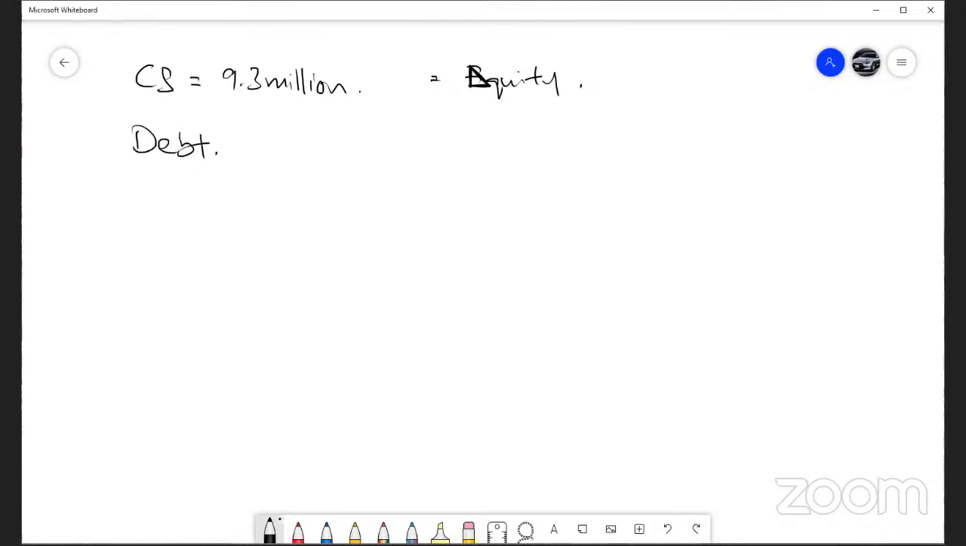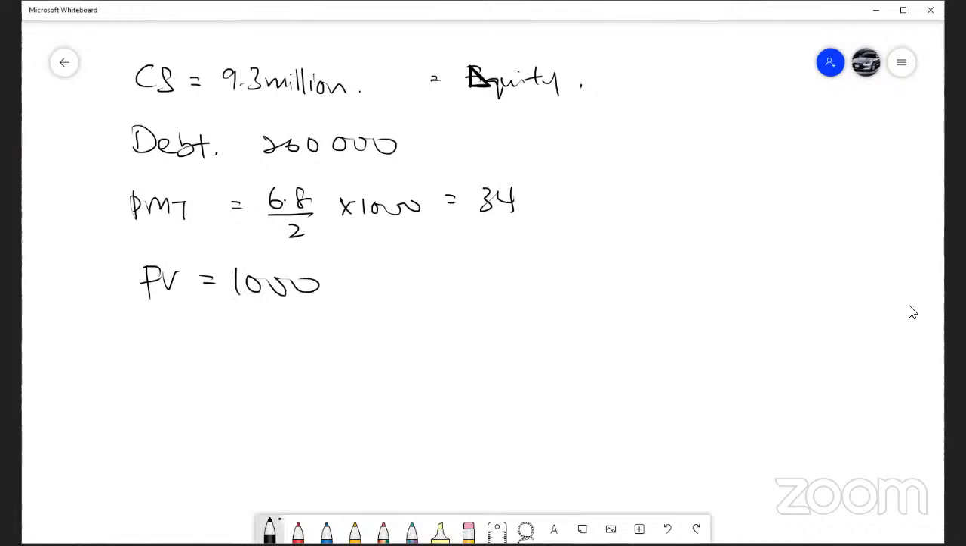The debt information here, they tell you 260,000 semi-annual bond. Okay, the payment is 6.8%. So 6.8 divided by 2 is 3.4 multiplied by 1,000, so it's 34. Par value 1,000 each. Okay. Par value is 1,000. So par value here is your FV. Sorry, it's always 1,000. Par value they give 1,000.